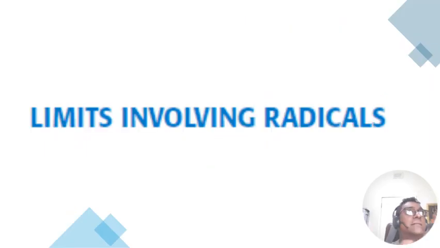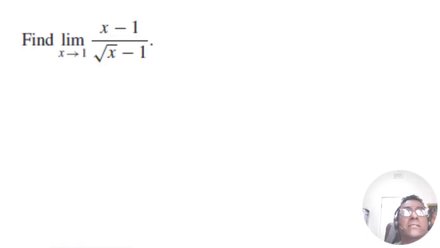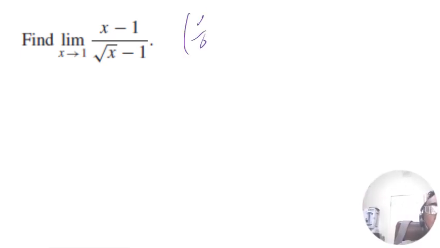Limits involving radicals. I haven't seen that word in a long time, but let's have a look at this. So we know what to do there. The limit, direct substitution, you get 0 over 0, right? So 1 minus 1 in the numerator, so you get 0 over 0. So what do we do?